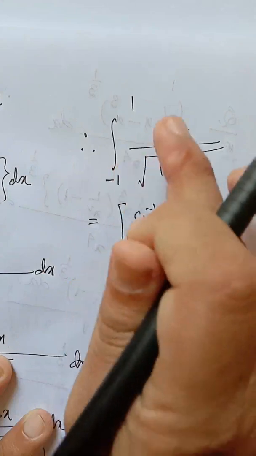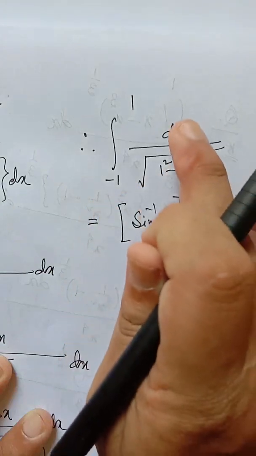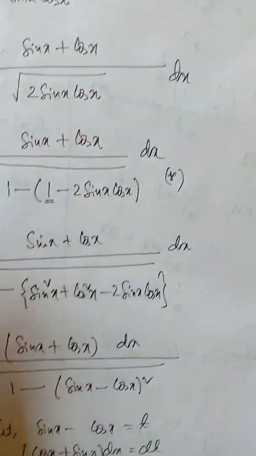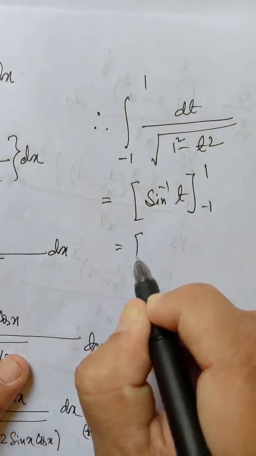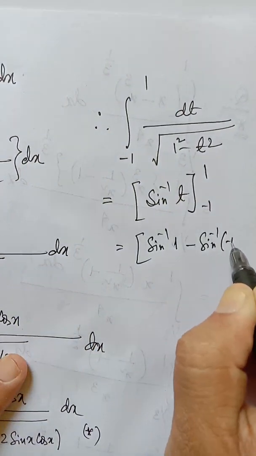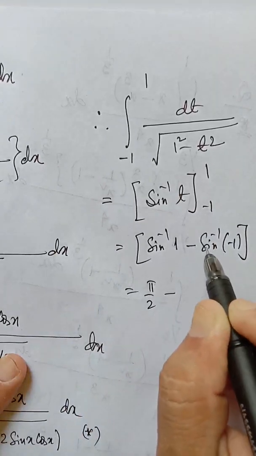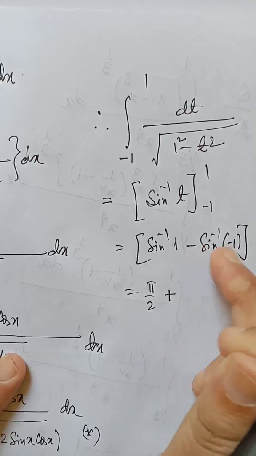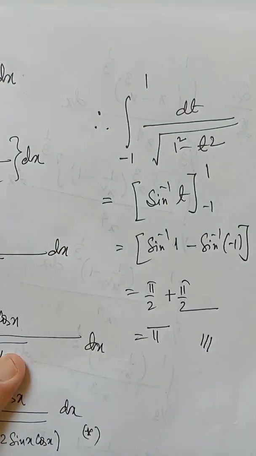As we have already changed our limit, minus 1 to 1 are the limits of t, the limits of this variable. So we need not put t equal to sin x minus cos x again, as we have changed our limit. So sin inverse of, first we put t equal to 1, sin inverse of 1 minus sin inverse of minus 1. Sin inverse of 1 is pi by 2, minus sin inverse of minus 1. You can bring minus 1 here. Minus minus will be plus. Sin inverse of 1 will be pi by 2. So the answer is pi. This is a very, very important question.